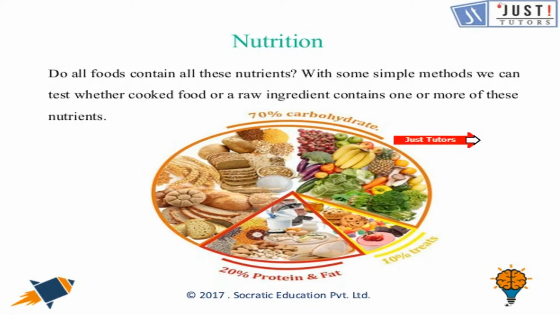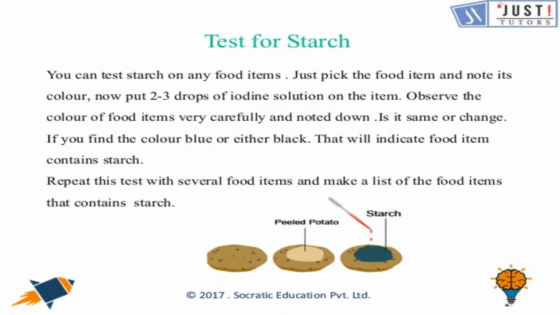Well, not every food contains all the nutrients. Like if we talk about potato, that could have starch. If we talk about pulses, that can have protein. So different food types have different kinds of nutrition or different kinds of minerals. So let's have a test and see what kind of nutrients are present in a particular food. Let's begin the test for starch.